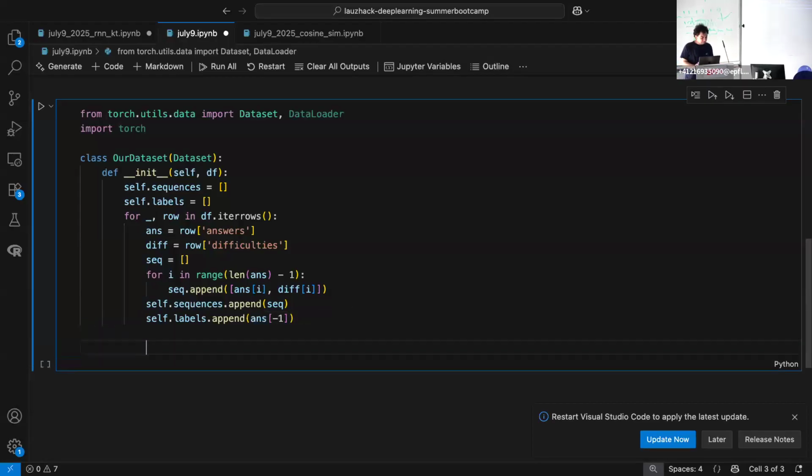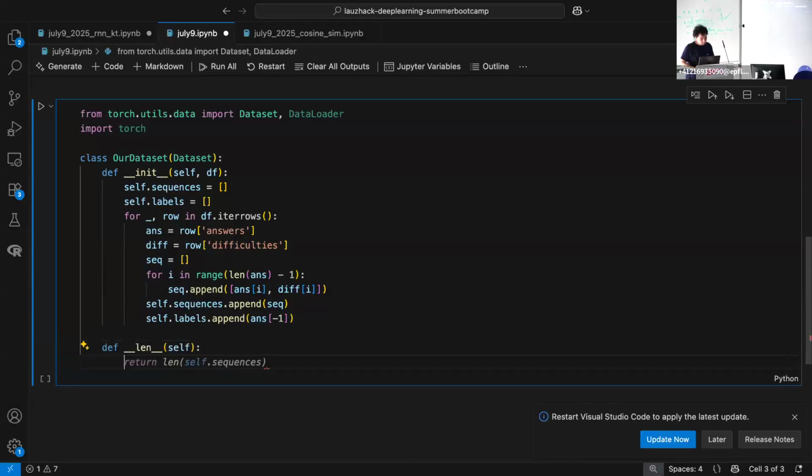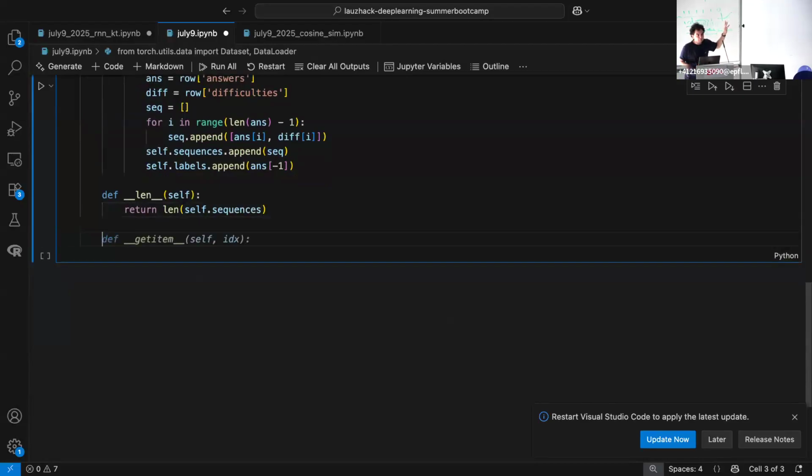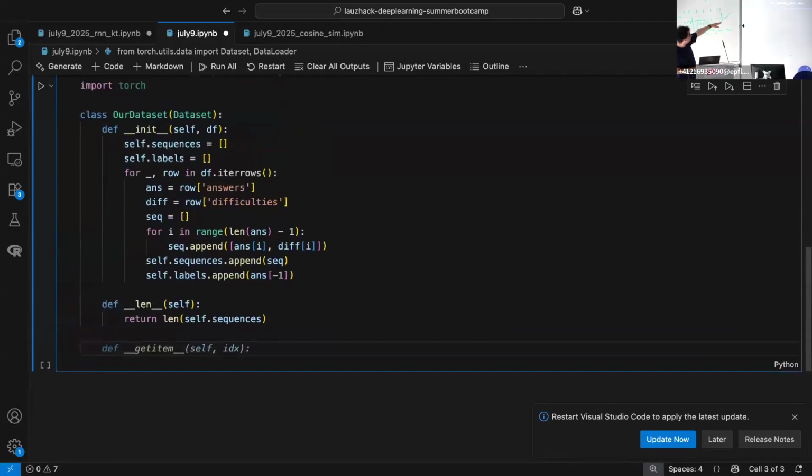Usually for the data set, you also need to define, as Copilot suggests, the len, which is very simple, len of sequences. And then you should also define the get item. These are the items that you usually always define in Torch data sets. Otherwise, 3 methods: initialization, len, and get item. Get item means I want to receive the tensor of that specific item.